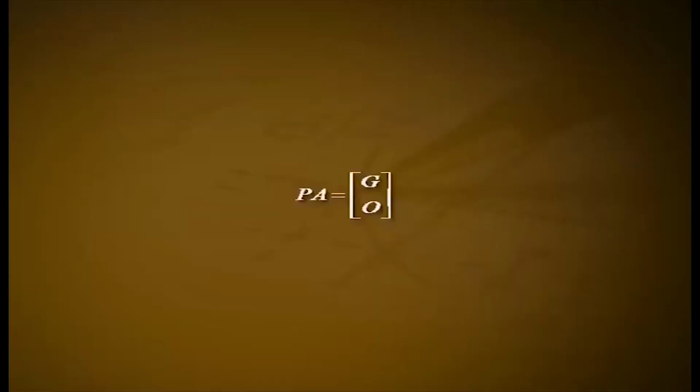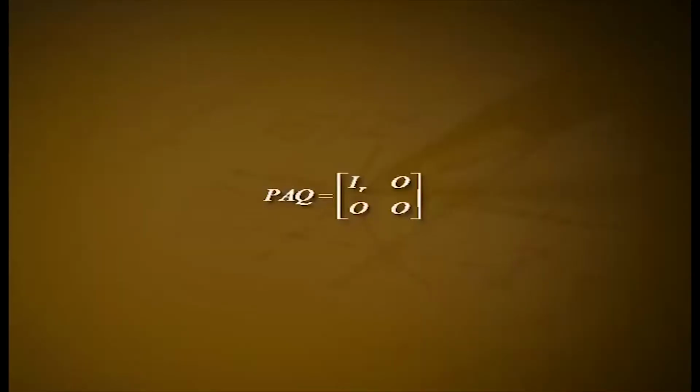Now, we show that the rank of the product of two matrices cannot exceed the rank of either matrix. For this, we need the following theorem. Theorem 3. Let A be an m by n matrix of rank r. Then the following hold. 1. There exists a non-zero matrix P such that PA is equal to [G; O], where G is an r by n matrix of rank r and O is an (m minus r) by n zero matrix.